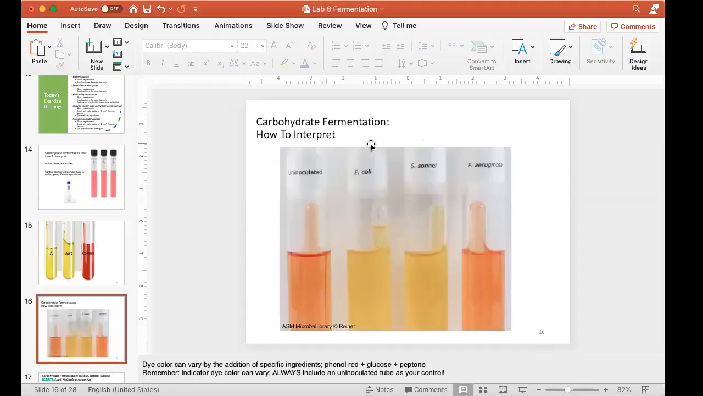This one here has E. coli growing in it, and this one has Shigella sonnei growing in it. We've got a color change. We've got a change to yellow, which is indicating that there's acid in here. And if you look very carefully, you can see that there's also gas in the E. coli tube, in the Durham tube. So E. coli has not only fermented the glucose, but it has also produced a gas. The Shigella sonnei has fermented the glucose, but it did not produce any gas in that process. And the Pseudomonas aeruginosa is negative.